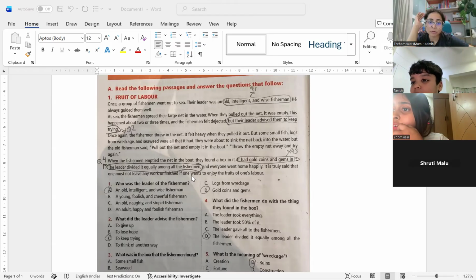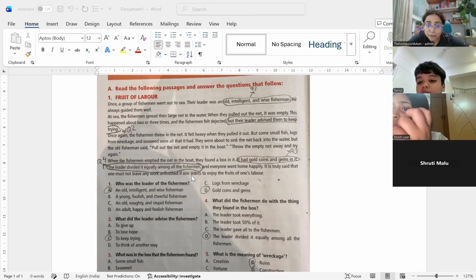One second. If you just read the first line, you would be like, oh, it had small fish, logs, and all, so you will tick option A. But be very careful. They are asking what was in the box. They were not asking what was in the net. Okay? You have to be that mindful when you are doing reading comprehension, because they know that if we are a little distracted, we will end up with the wrong answer.